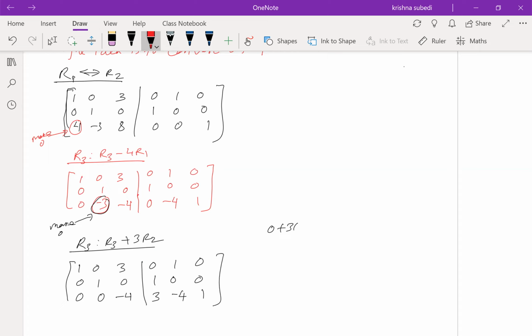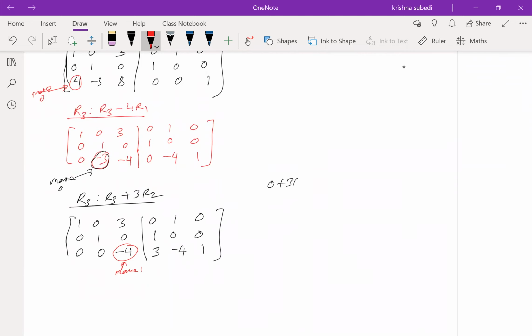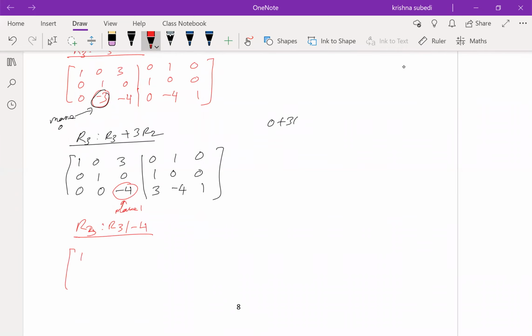Okay. Now you want to make this 1. Divided by minus 4. Yes, exactly. R3 divided by negative 4. It's a lot of work, but not difficult, right? Good. 3 over negative 4, by the way. This will be 1, and this will be negative 1 over 4.